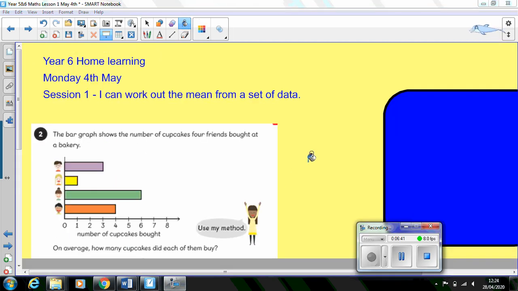So let's have another go together at the second question on the guided practice. Again, we've got a different type of graph this time with the number of cupcakes bought. And it says, on average, how many cupcakes did each of the children buy? Total them up, divide by the number of children there are, see if you can work it out, and I'll go through it in around a minute's time. Press pause and have a go.